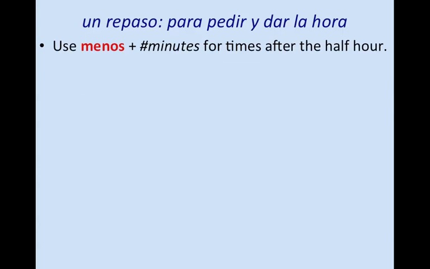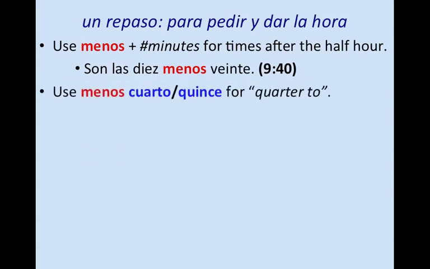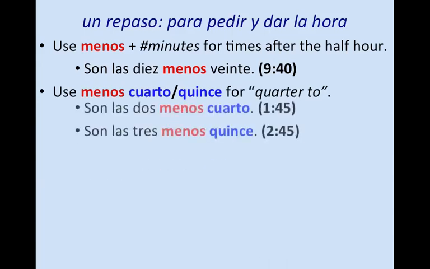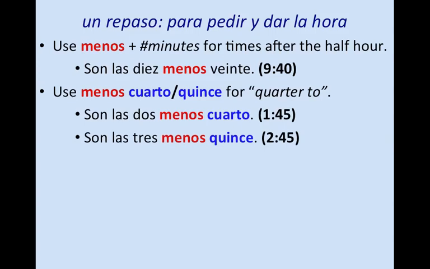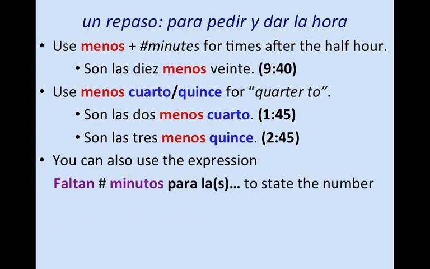Un repaso. Use menos plus the minutes for times after the half hour. Son las 10 menos 20, it's 10 minus 20 minutes, which gives you 9:40. Use menos cuarto or menos quince for 1:45. Por ejemplo, son las 2 menos cuarto, it's 1:45 till 2, 1:45. Son las 3 menos quince, it's 1:45 till 3, or 2:45.